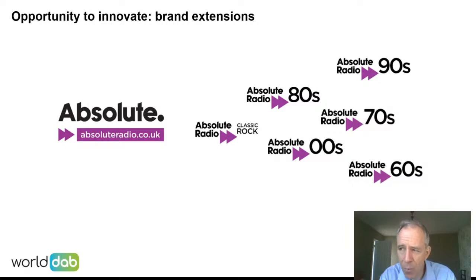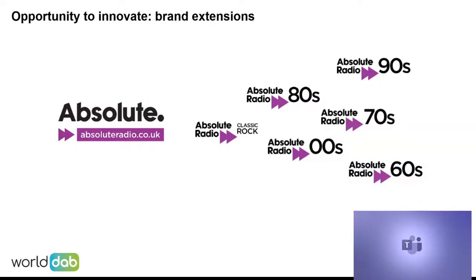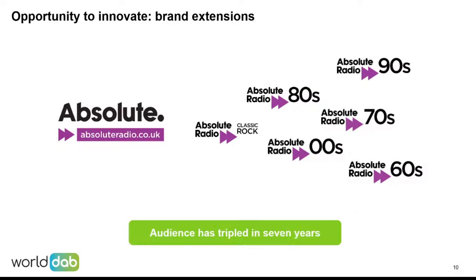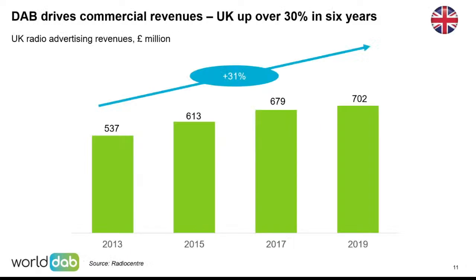Now, this is an example that you may well have seen before, but I don't apologize for showing it again, because it's the classic example of brand extension. Absolute Radio was a well-known radio station in the UK, didn't have an enormous audience, but then they launched, as you can see, 6 new digital stations. So we now have a portfolio of 7 Absolute brands, and their audience tripled in 7 years. What happened was that the core station's audience stayed the same. All the growth came from the digital stations.